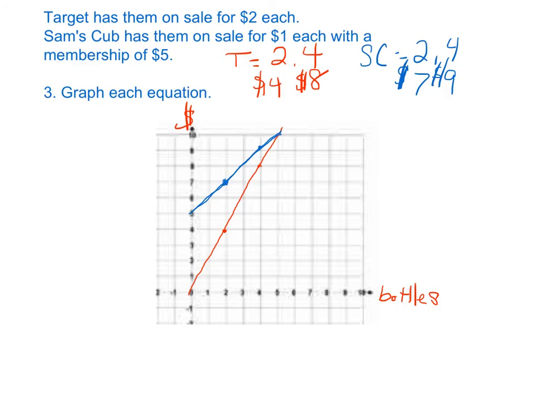All we have to be able to do is come up with a graph, come up with an equation, insert pieces of data like 2 and 4 bottles into there, come up with some answers for the cost, and then graph that on this coordinate grid. So apply that to number 7 in your math book, and come back with any questions that you might have.